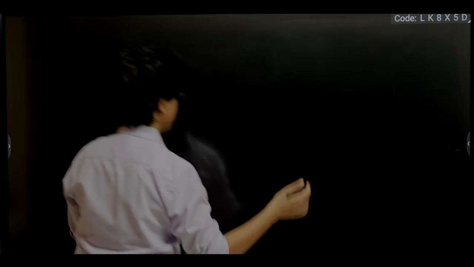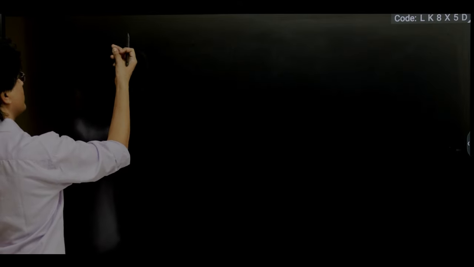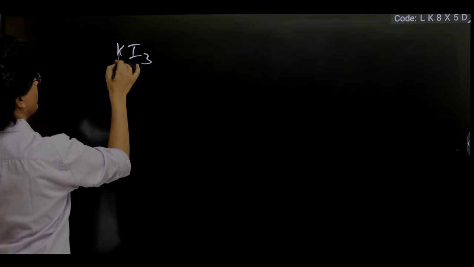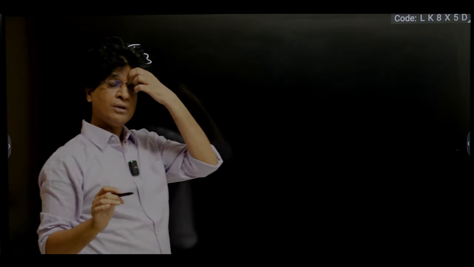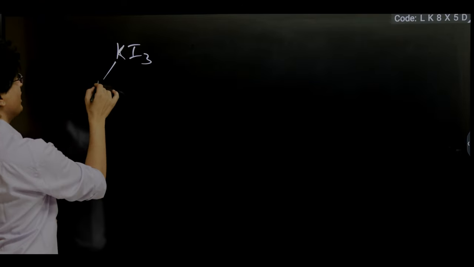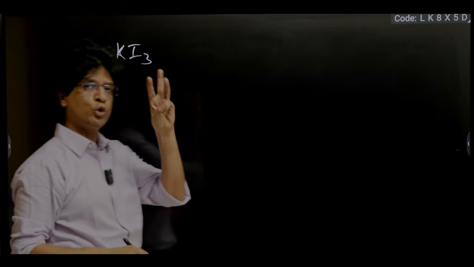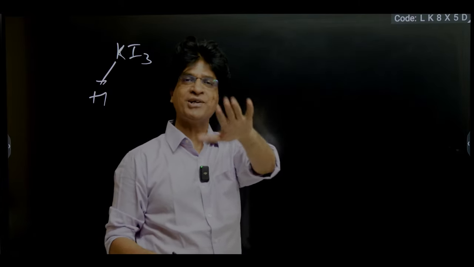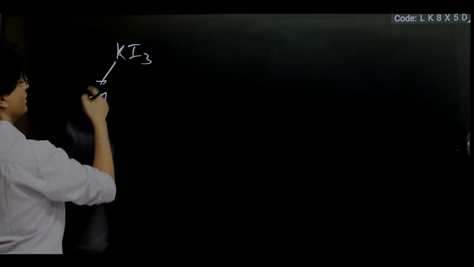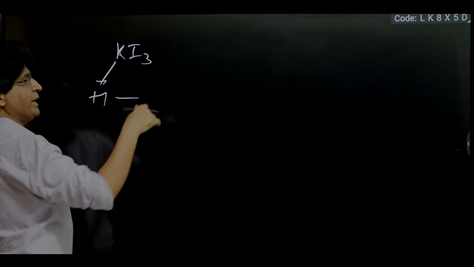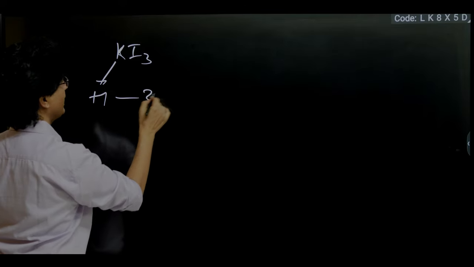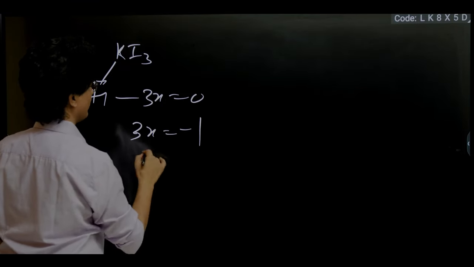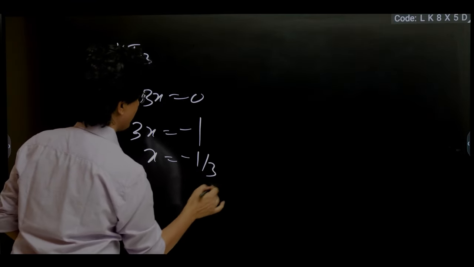Let's have one more example. KI3. I told you that potassium will always be plus 1. Group 1, group 2, group 3 elements will always be in plus 1, plus 2 and plus 3 oxidation state respectively. So plus 1, and iodine, let us suppose it is X. So plus 1 plus 3X is equal to 0. So 3X will be equal to minus 1. X will be minus 1 by 3.